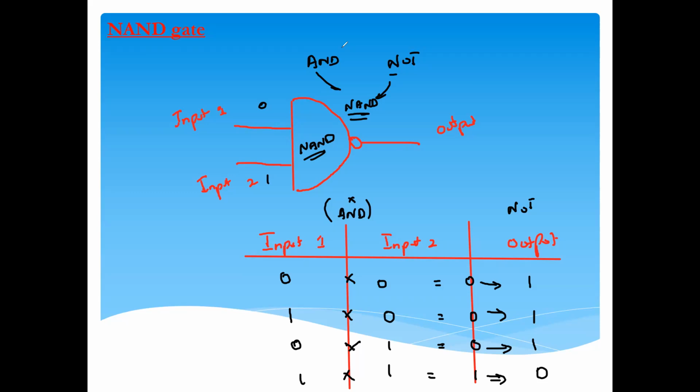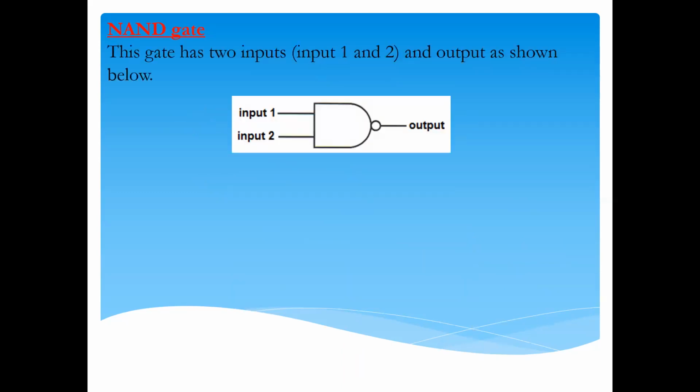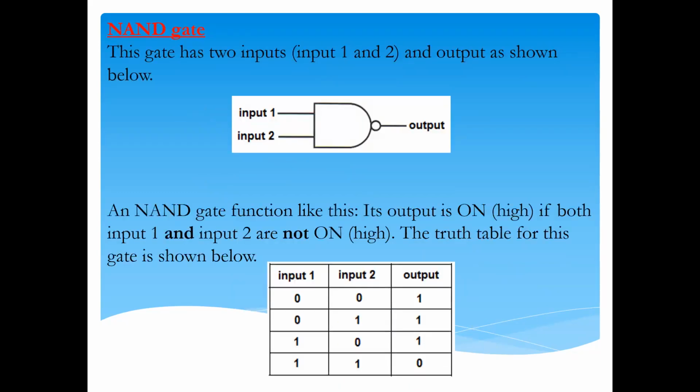So 0, 0, it is 0 for an AND gate, but because it's a NAND gate, it will make it 1. 1, 0, the result is 0, but because there is a NOT gate, an inverter, at the end, it will make it 1 as well. 1, 1, it will make 1 for an AND gate, but because there is an inverter, it will make it 0. So the NAND gate is a combination of NOT and AND. Is it clear? The logic gate, NAND gate.